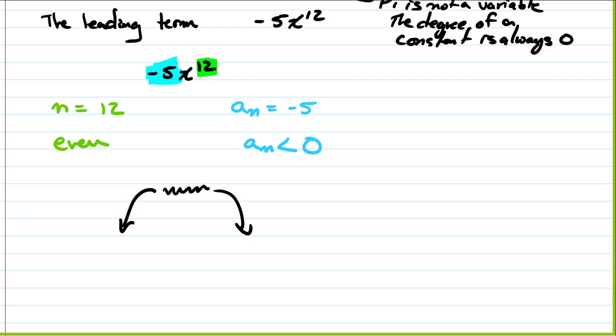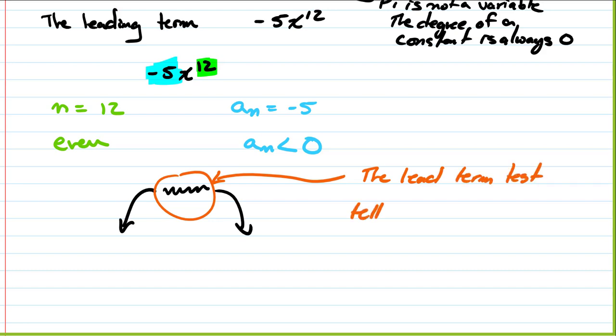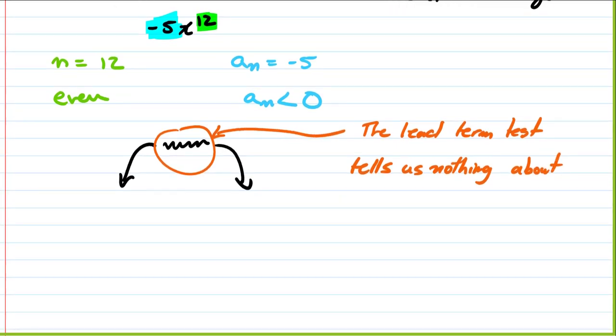So it's worth noting this part right here. The leading term test tells us nothing about what happens in the middle. So the reason I choose to put those squiggles is that's my way of representing that this test doesn't tell me anything about what's happening in the middle.